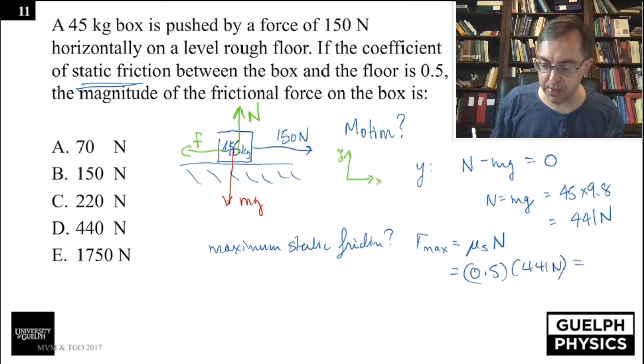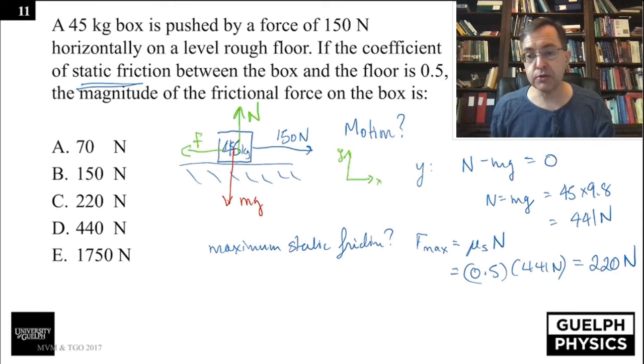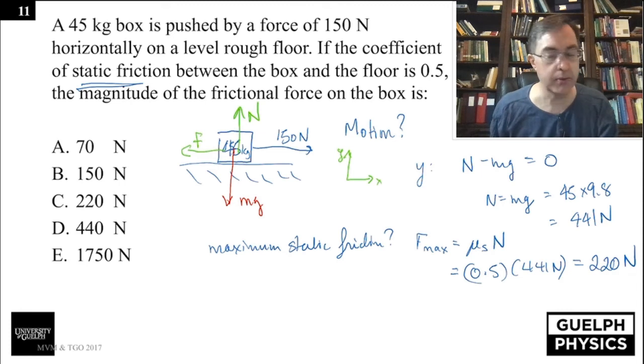So F max is 220 newtons. Now, one of the answers here is 220 newtons, but this is important: F max is not necessarily the magnitude of the frictional force, okay? And let me explain what F max is again.